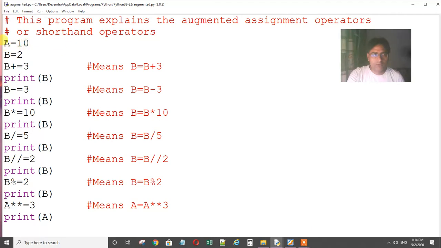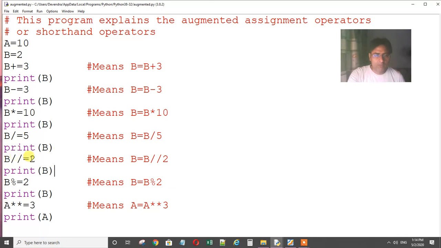If you see in this code, a equals 10, b equals 2, and then b plus equals 3. So this plus equals is a shorthand notation, or an augmented assignment operator, which means b equals b plus 3. Then b minus equals 3 means b equals b minus 3. B multiplication equals 10 means b equals b multiplied by 10. B division equals 5 means b equals b divided by 5.